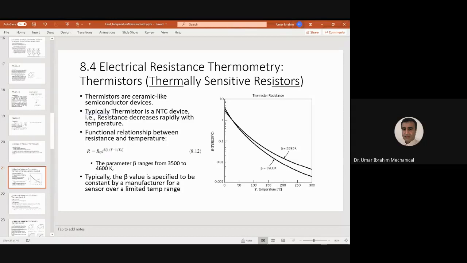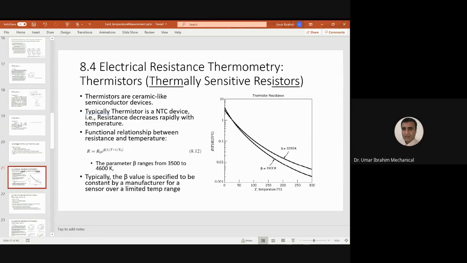The functional relationship between resistance and temperature is R equals R naught e raised to the power beta into 1 over T minus 1 over T naught. Again, R naught and T naught are the reference resistance and temperature given in the data sheet of the thermistor, and beta is the coefficient of the thermistor, whose value is also given in the data sheet of the instrument.